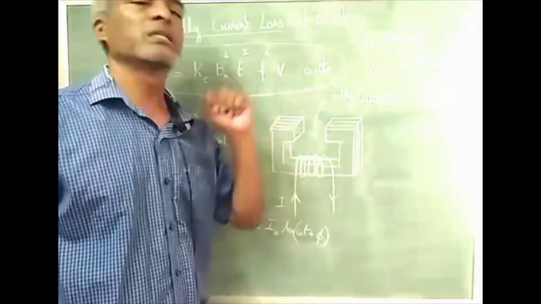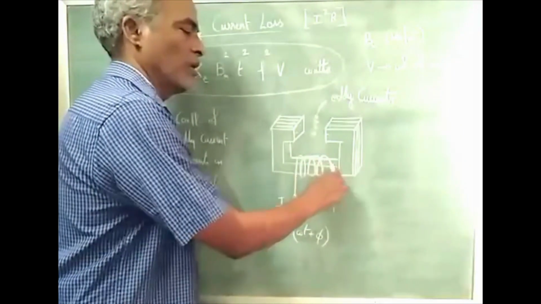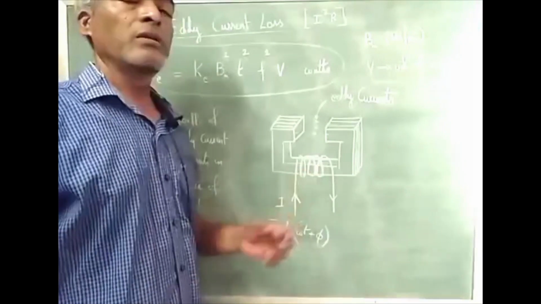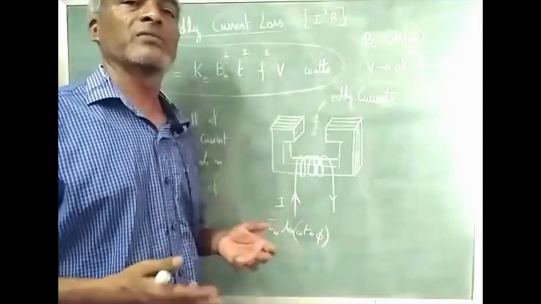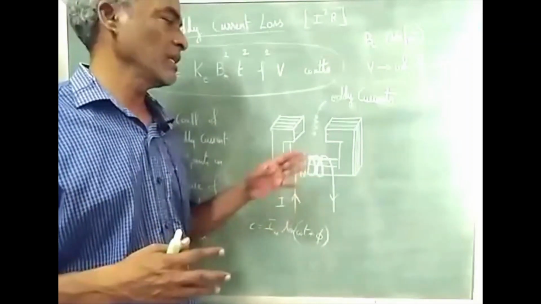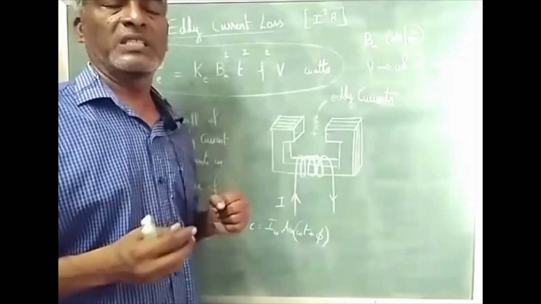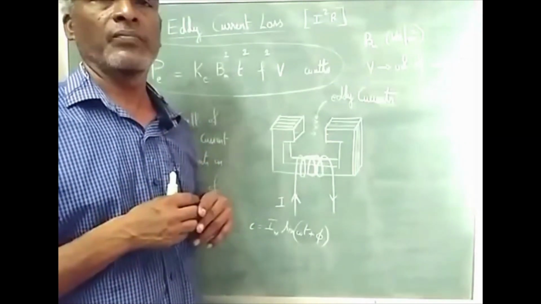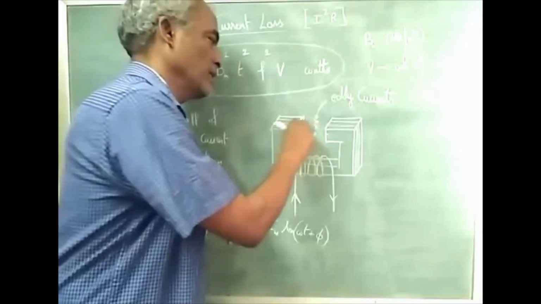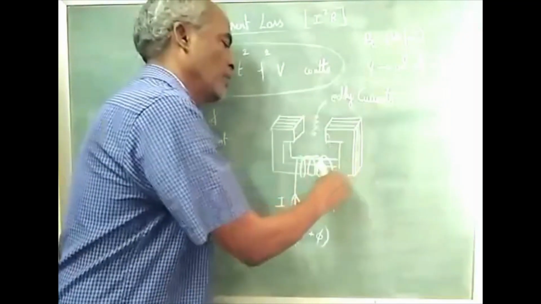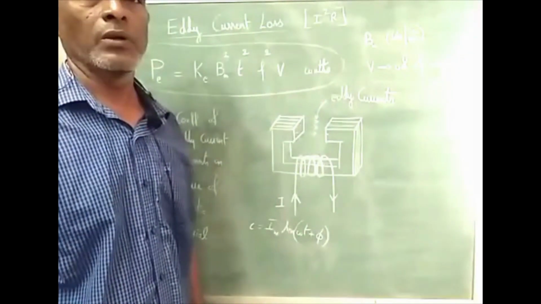Now, how is this eddy current created? Because of the current that we pass through the coil. This coil creates a magnetic field, an alternating magnetic flux, and that will cut the magnetic material, which has its own resistance. Therefore, because of the voltage, a current flows in the magnetic material, which we call eddy currents.